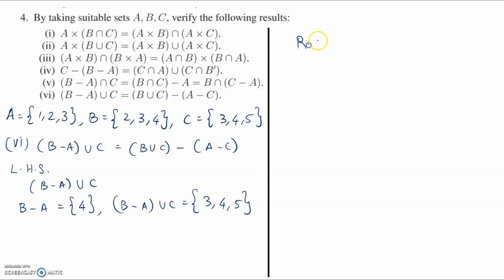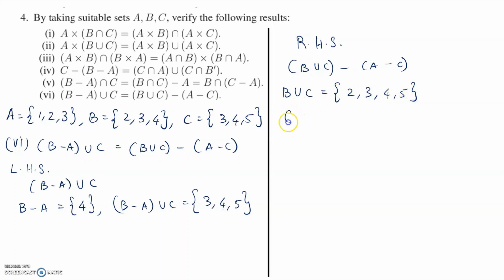Let's go to the right hand side now. So the right hand side is, we need to find B union with C minus A minus C. So let's find what is B union with C. So B union with C is all the elements which are in both B and C. So that is 2, 3, 4, and 5. Similarly, A minus C will be equal to items which are in A but not in C. So 3 is the common item. So let's remove 3, that's 1 minus 2.